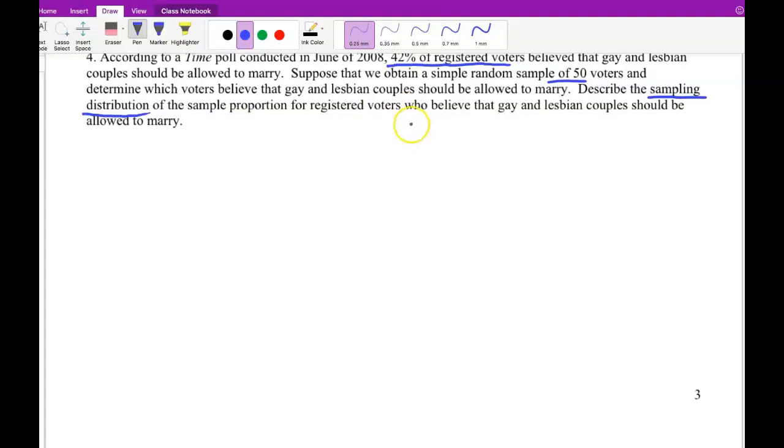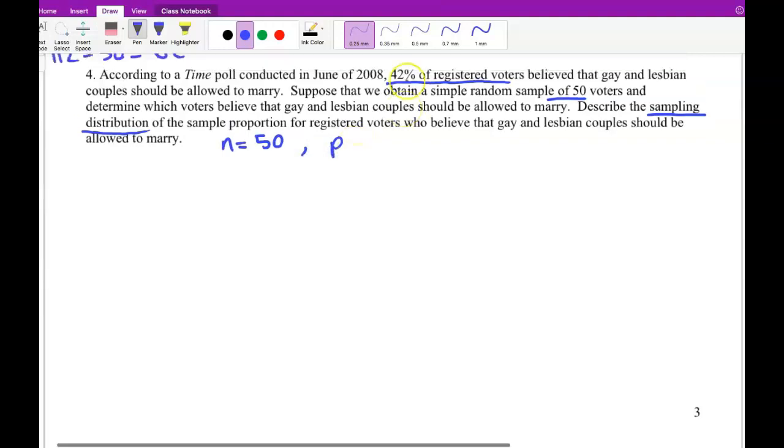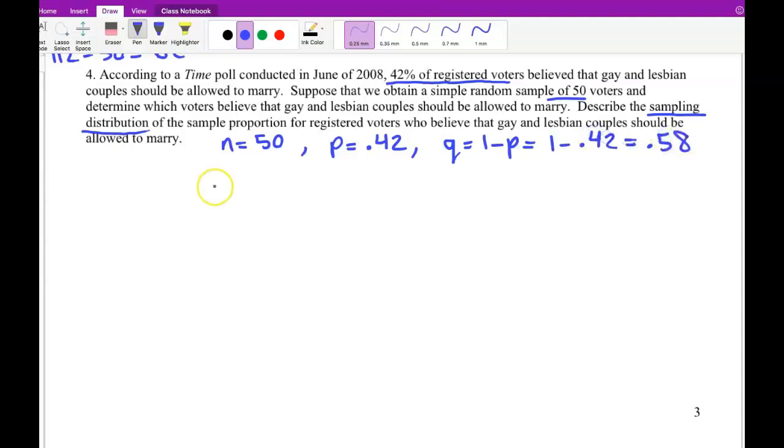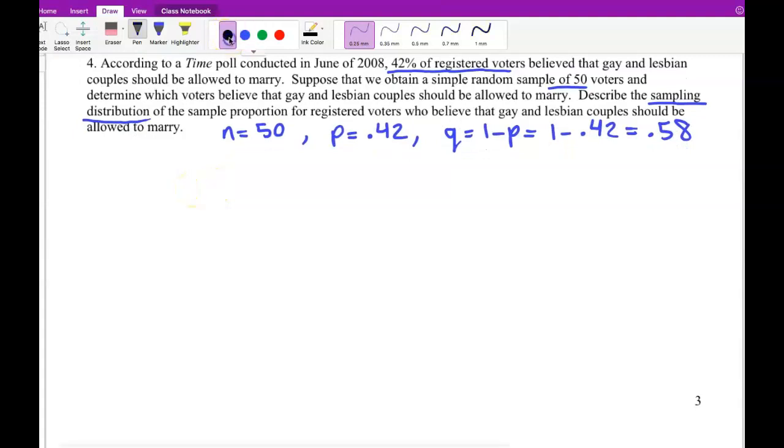Okay, so describing that, following all those three steps from the previous page. First I'm writing what was given: n is 50, a sample of 50, and p, the success, is 42%, and q is 1 minus p, so it's 0.58. Okay, so first we should have n times p times q greater than or equal to 10.